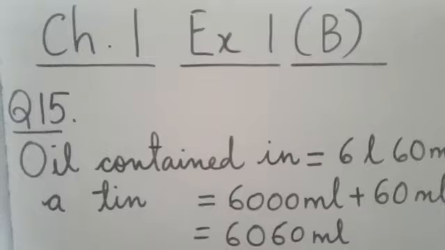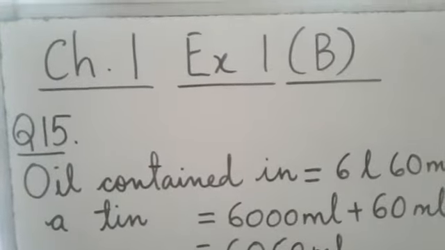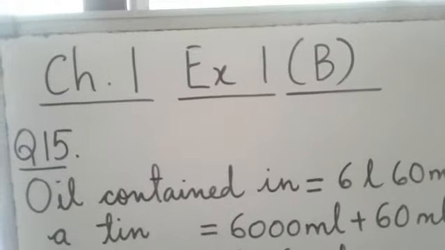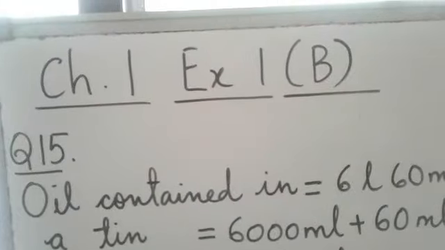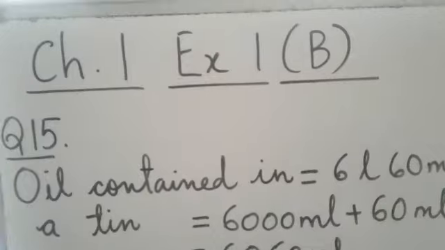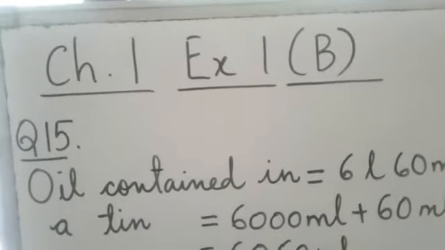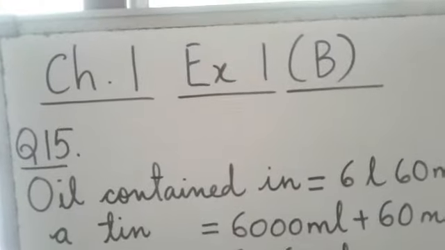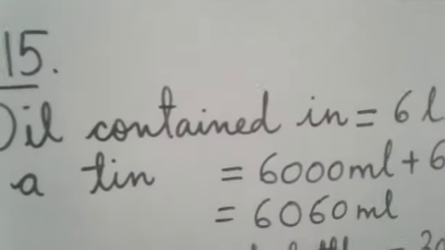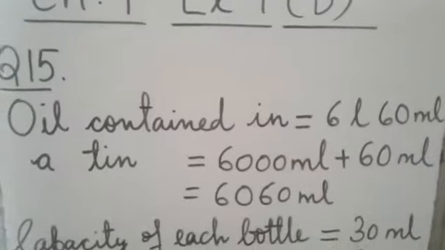Alright, so chapter 1, exercise 1b, question number 15. An oil tin contains 6 liter 60 ml oil. How many identical bottles can the oil fill if the capacity of each bottle is 30 ml? So a big oil tin contains 6 liters 60 ml of oil, and this oil we have to fill in a few bottles. Few bottles means we don't know how many bottles will be needed to fill the oil.